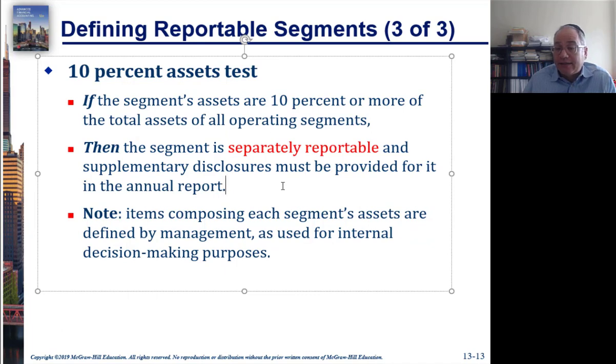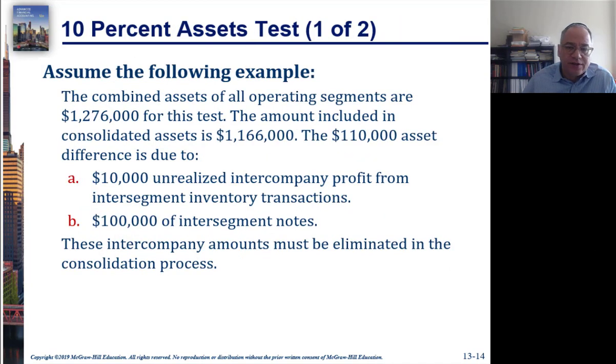So basically, if your assets are 10% or more of total assets of all the operating segments, not other segments, then again you meet the test and it's separately reportable. And management can decide which assets belong to which segment, because obviously that's how they run their business. So here's an example. Combined assets of all operating segments are $1,276.